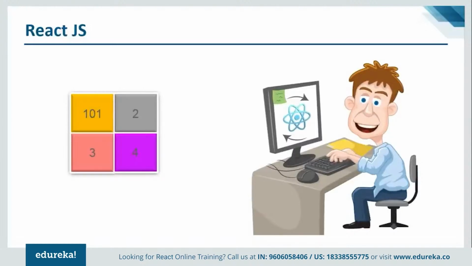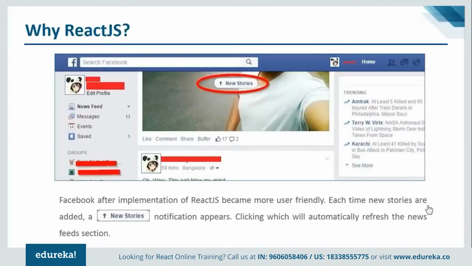For now, let's see how React changed Facebook's UI. So, Facebook started implementing React.js in its newsfeed section in 2011. After this, its UI became more user-friendly. Now, whenever new updates were gathered, a new stories button popped up at the top of the page. Clicking on this button would automatically reload only the newsfeed section without even touching the rest of the page. This drastically improved the application's performance.